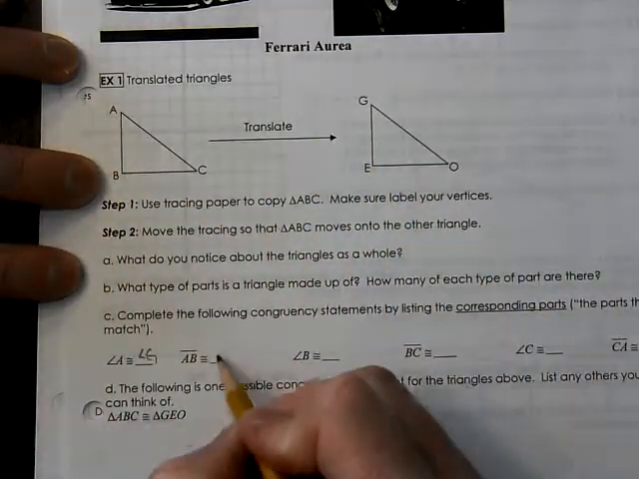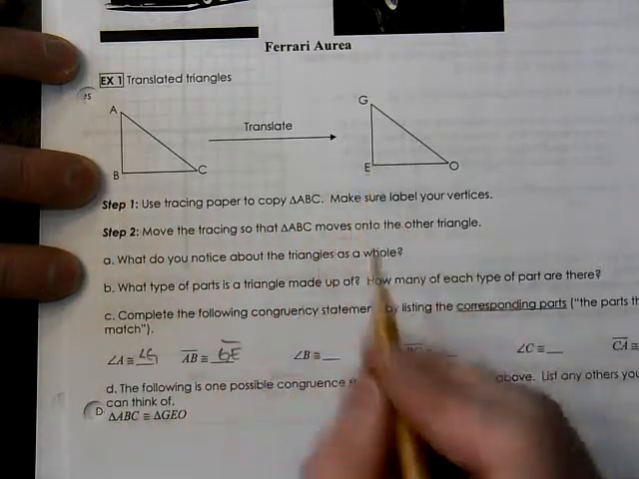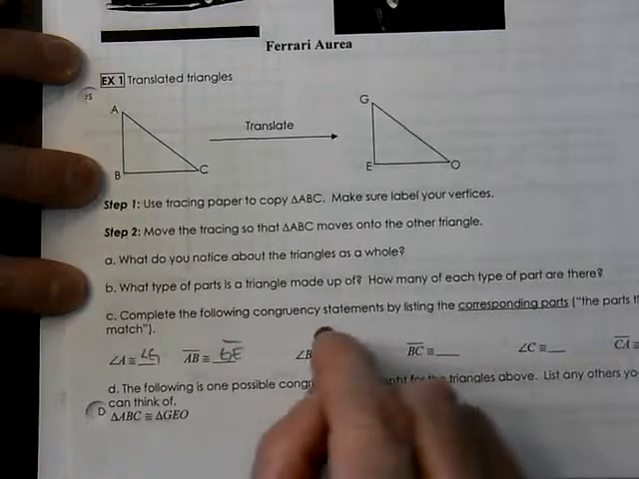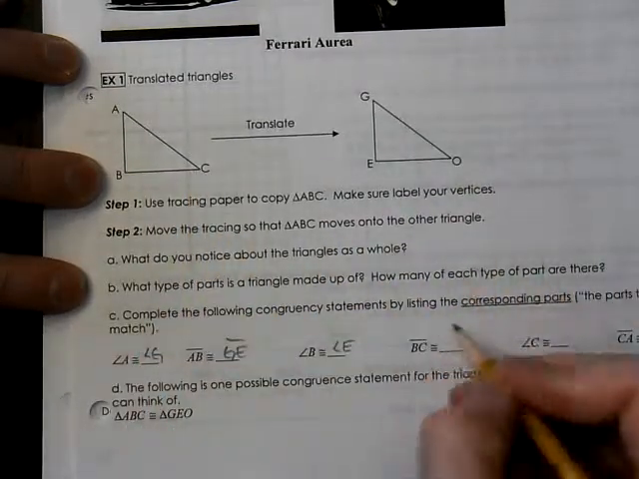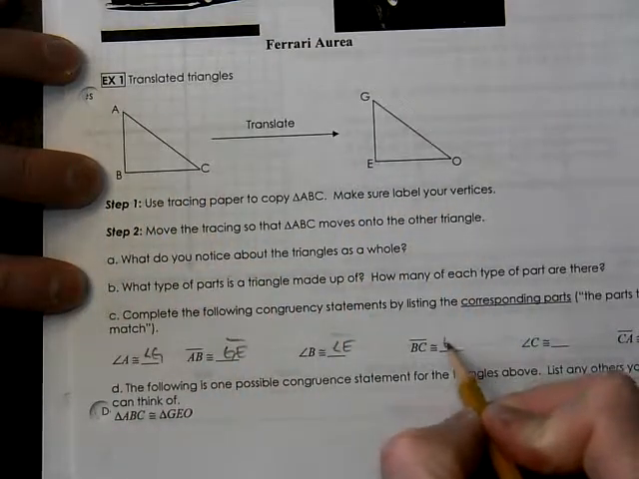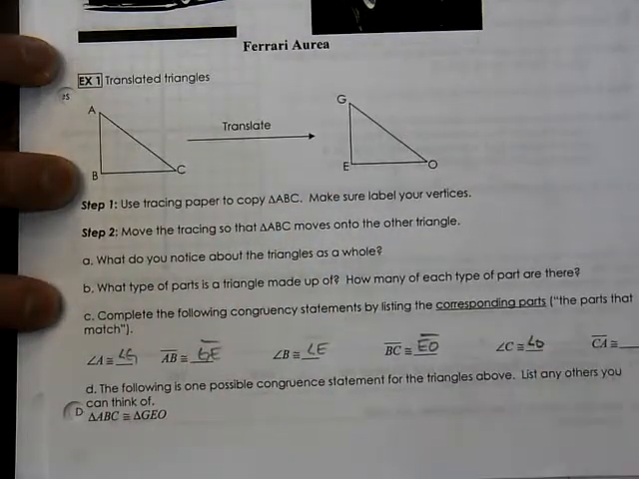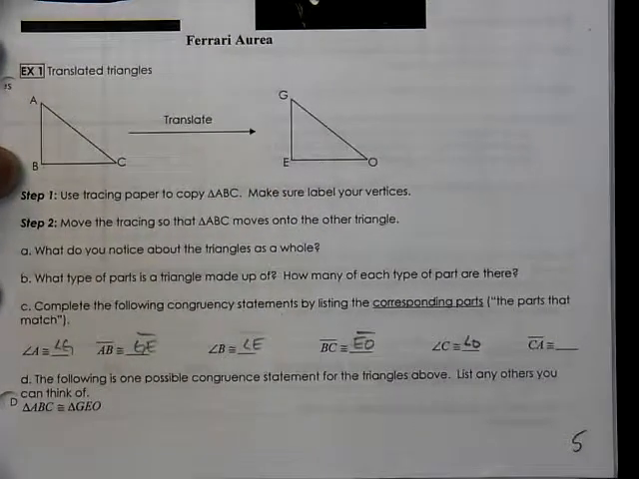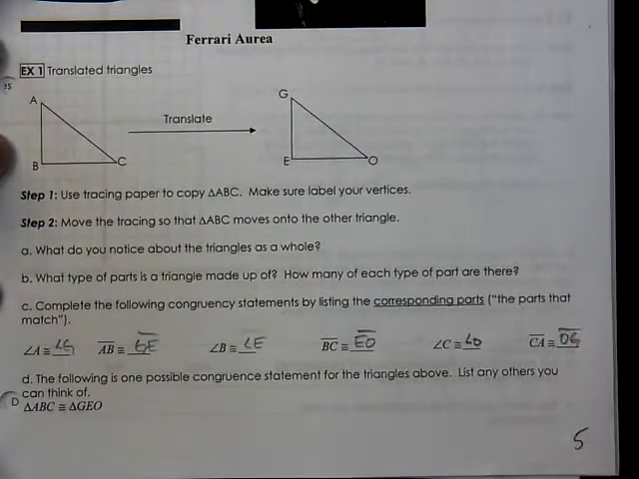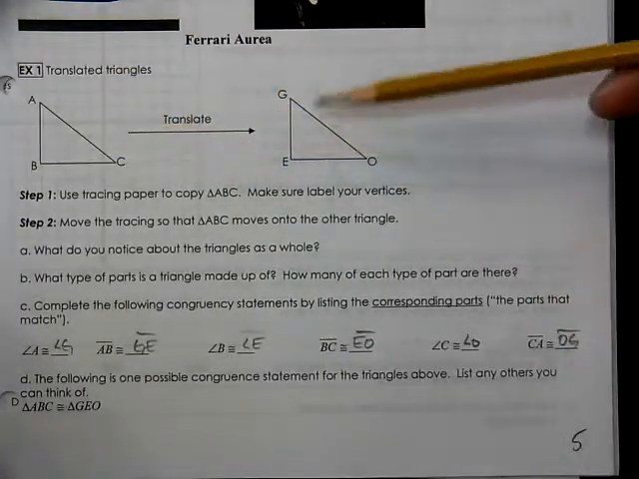Side AB would become side GE. Angle B would become angle E. Side CB would become side EO. Angle C would become angle O. And then side AC would become OG. So the corresponding sides would still all match up.